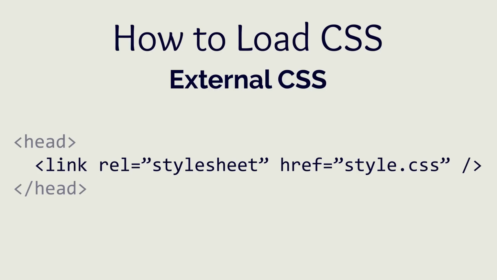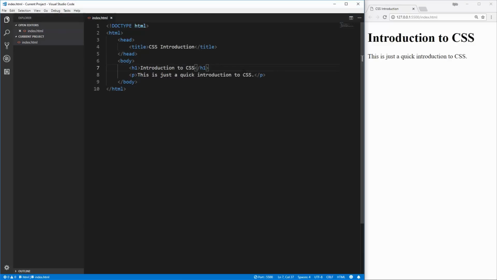Now that we have an understanding of how to write CSS styles and select specific HTML elements, let's jump into a live example of these concepts. As you can see, on the left I have a sample HTML page opened up inside of Visual Studio Code, and on the right I have this page opened up in Google Chrome using Live Server.